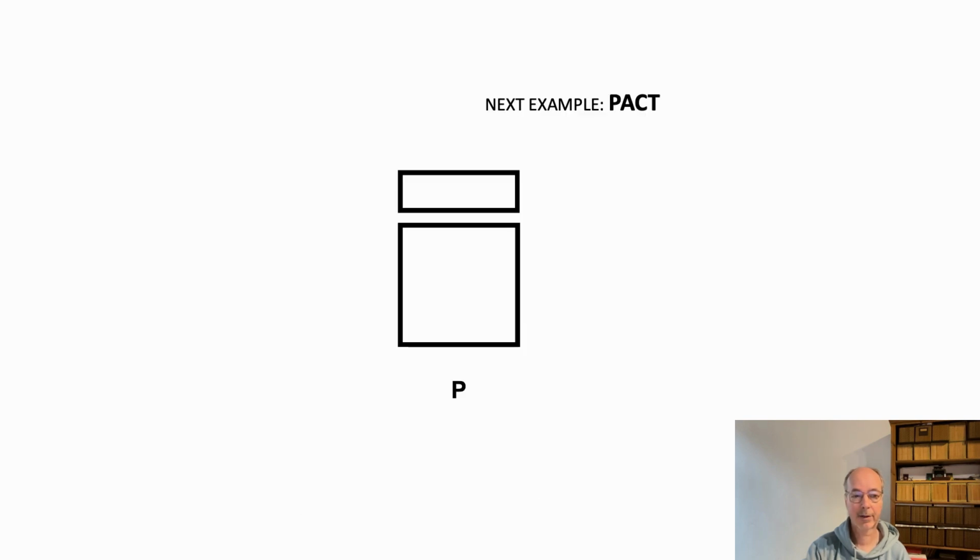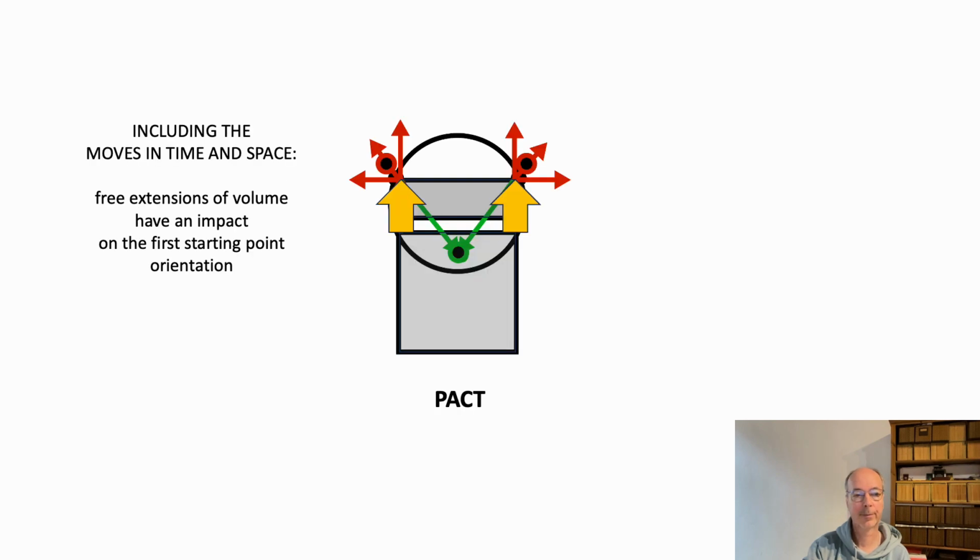Next one is pact. So again, I'll use the P. So the P is the next letter. This will not be about the movement of a point as a result, but it will be the movement in time and space of a complete volume. So as you can see here. And this is also an independent region where I will focus upon.